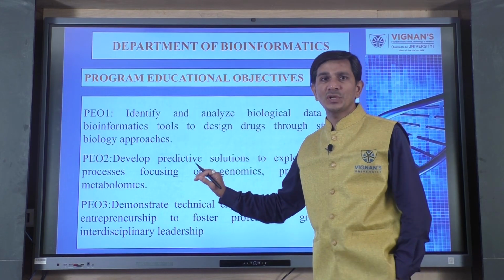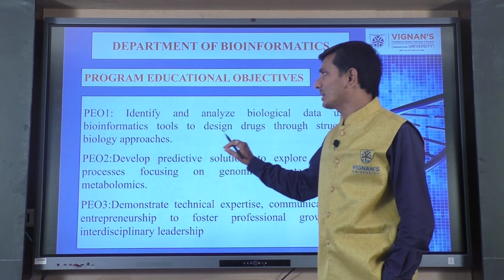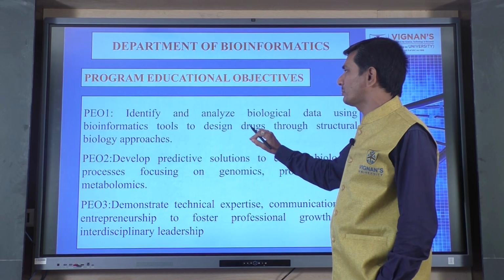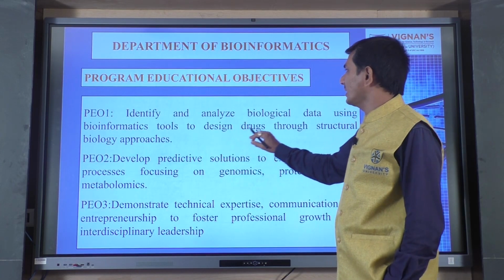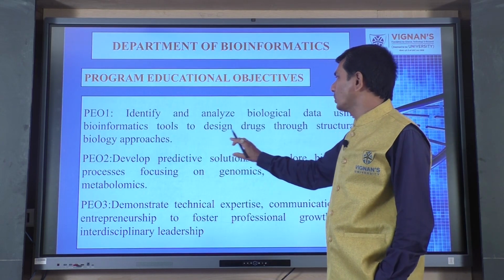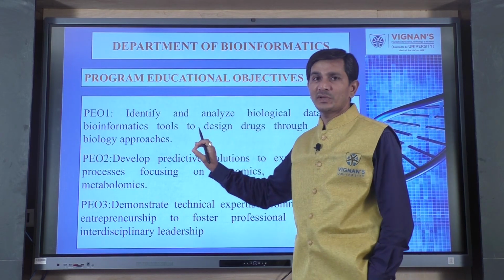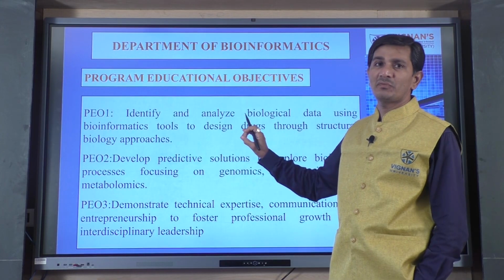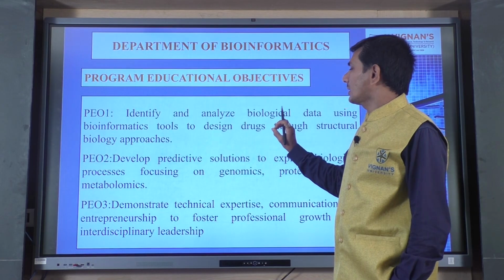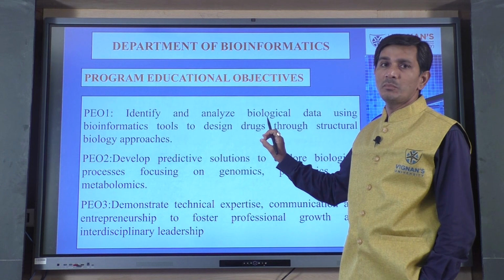Coming to the program educational objectives. There are 3 program educational objectives in the Department of Bioinformatics. The first program educational objective mainly focuses on identifying and analyzing biological data using computational tools to design drugs through structural biology approaches. The first statement mainly focuses on identifying and analyzing data in biological databases, and using computational tools mainly to design drugs through structural biology approaches.